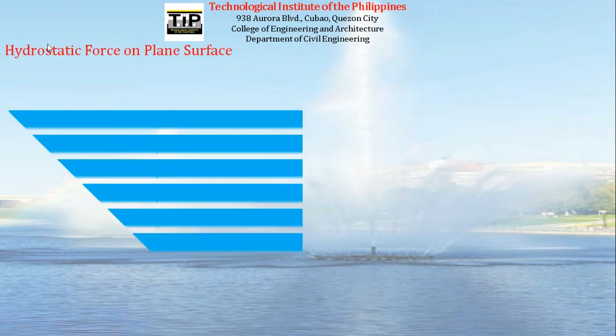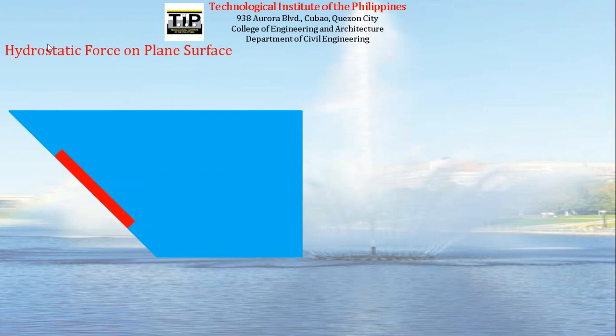So, okay, let's start. We will discuss hydrostatic force on plane surfaces. So, let's say we have a plane surface that is situated on a slanted surface. Okay, so we have this flat object shown in this figure. So this is slanted, therefore we will have an angle.